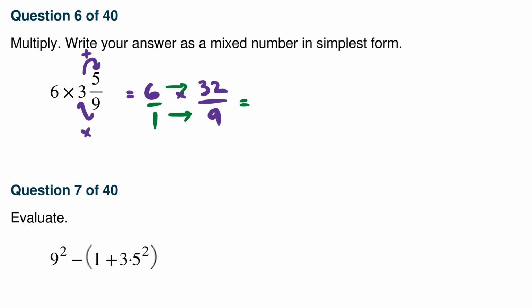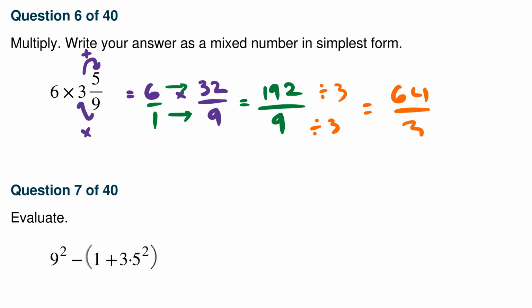32 times 6, that would be 192, divided by 9. 192 divided by 9 does not divide evenly, but we can reduce it by 3. When you reduce it by 3, you will have 64 over 3. Okay, on all the questions, make sure that you reduce it first.